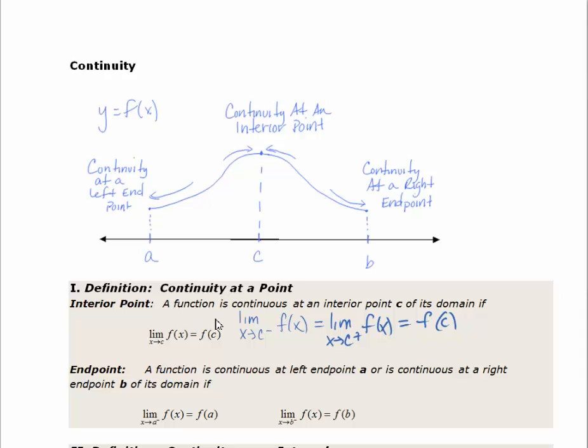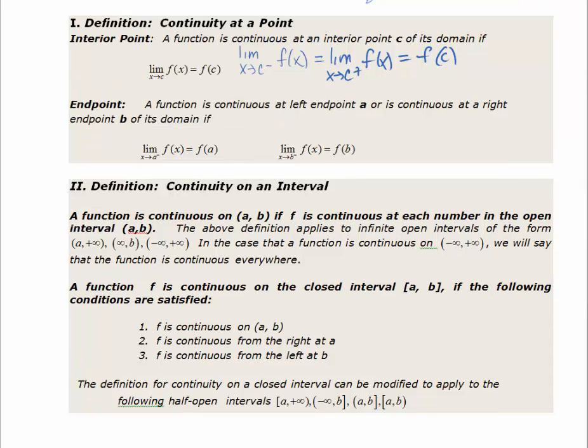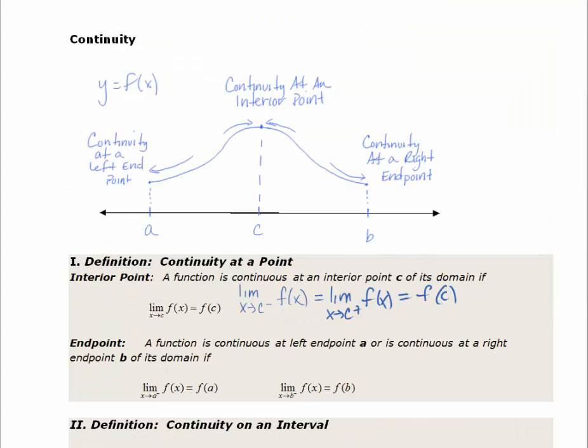So in its simplest form, we say the limit of f of x as x approaches c equals f of c, but you also know that this is a two-sided limit, so the one-sided limits have to be equal. They also have to equal the function value. And the only difference in this definition for an endpoint is that you only have to approach from one side. If we look at the endpoint a, the limit as x approaches a from the right has to equal f of a for a left endpoint. And for a right endpoint, the limit as x approaches b from the left has to equal f of b. So you only need a one-sided limit for the endpoints.